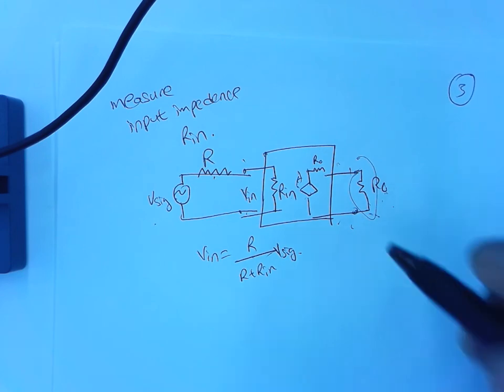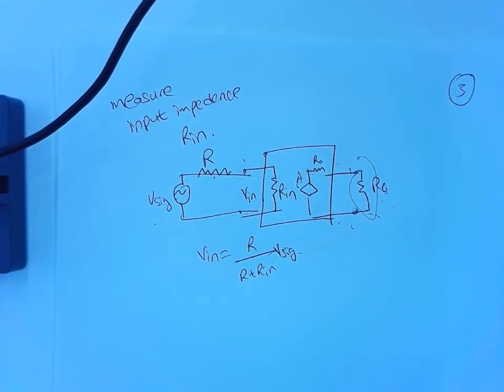So for this formula where you get the measurement for Vin, are we not using R in the numerator since we're measuring the input? Thank you. Should be Rn.